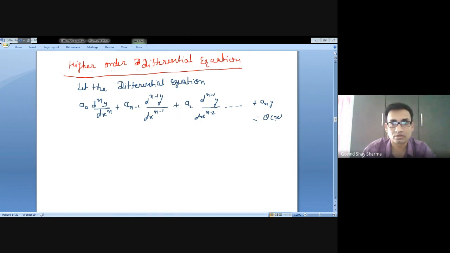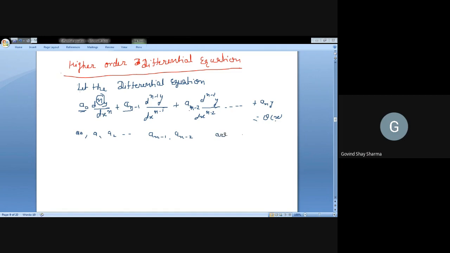Here n is the order of derivative, and a0, a1, up to an are coefficients. And n is the order of the differential equation. That means n should be greater than 1.